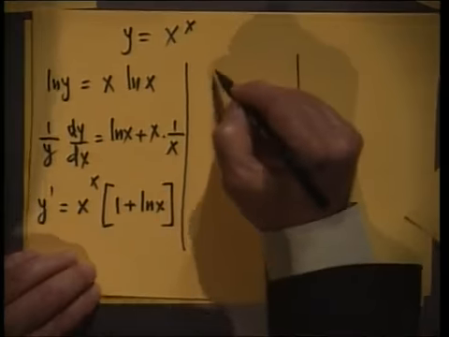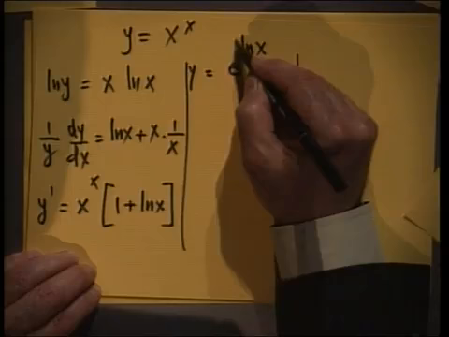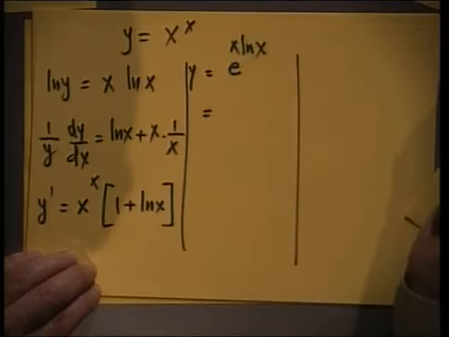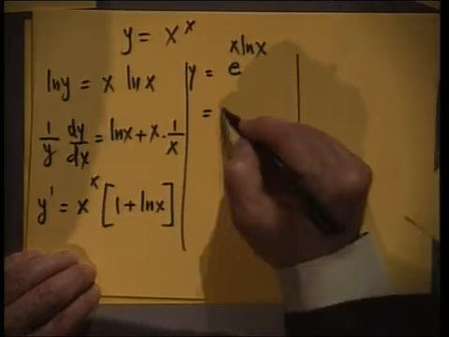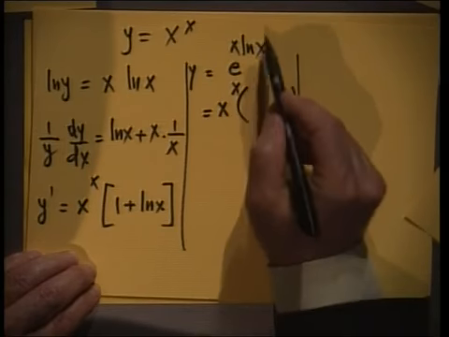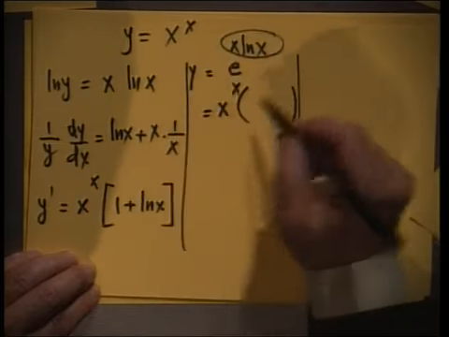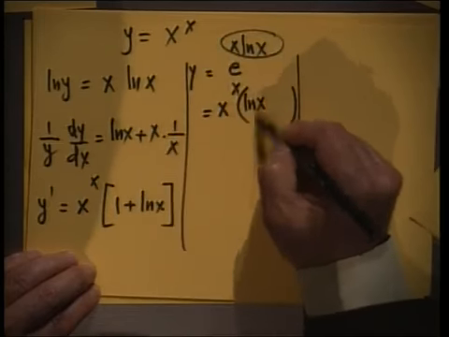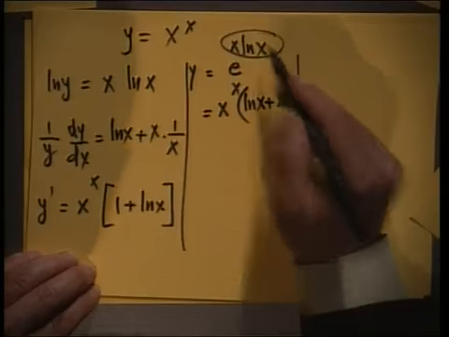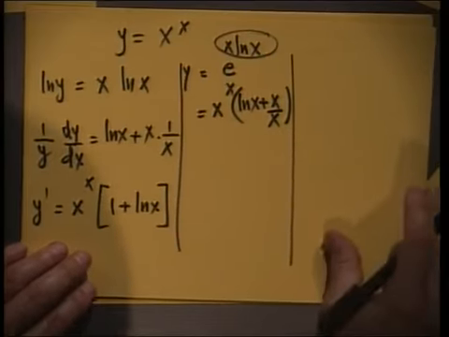The other way is you can write x to the x in the form e to the x ln x, which is x to the power x. And then you apply your chain rule directly. The derivative of this function is what? It is the same function, which is x to the x, times the derivative of this. What is the derivative of u? Here, the first one is 1 times ln x plus x times the derivative of ln x, which is 1 over x. And you get actually the same thing.